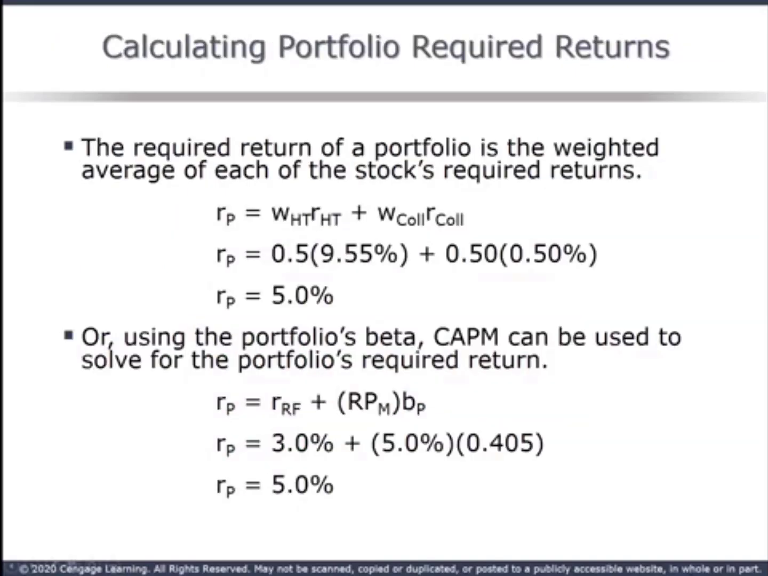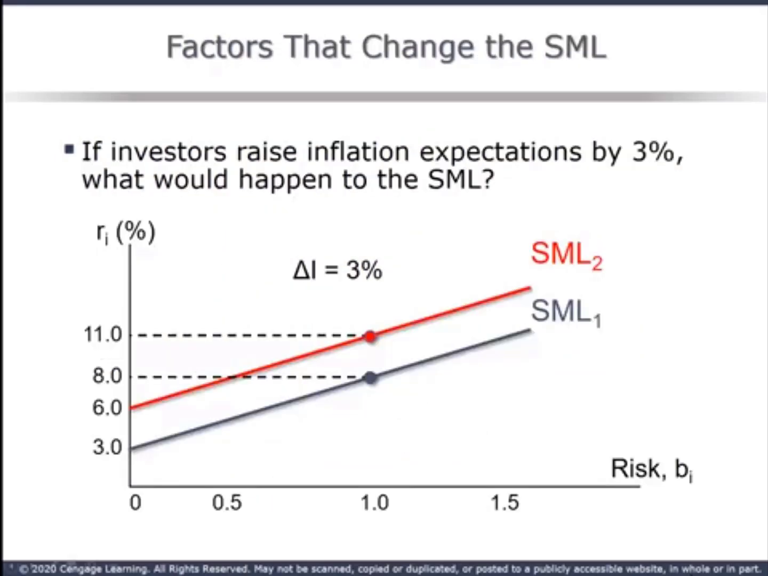We can find the required return on our portfolio in two ways. First, the required return of the portfolio is a weighted average of the required returns on the two assets. Since it's 50-50, it's a simple average. Or we can use the portfolio beta in the CAPM equation. Same answer either way.